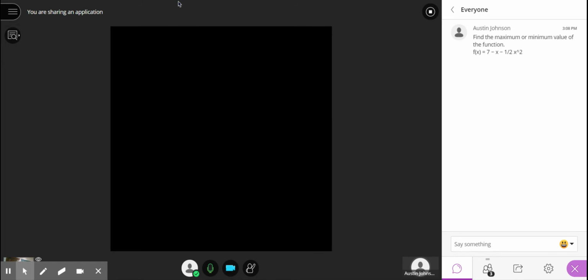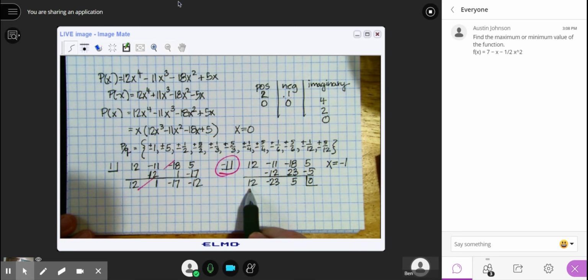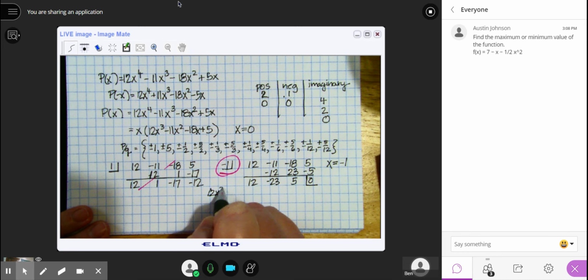Froze again. Are we back? Okay. All right, now, what's key here is that what's remaining is 12x squared minus 23x plus 5.